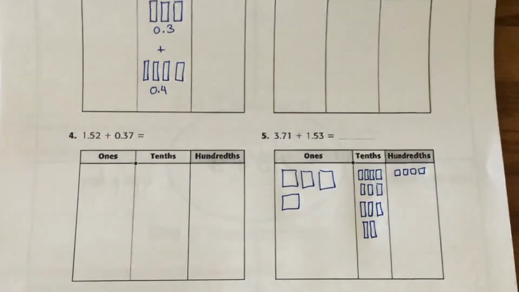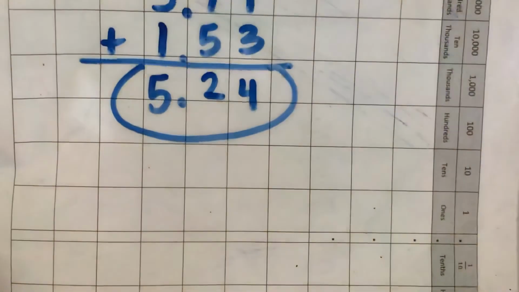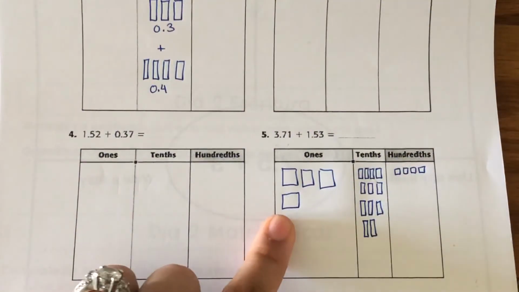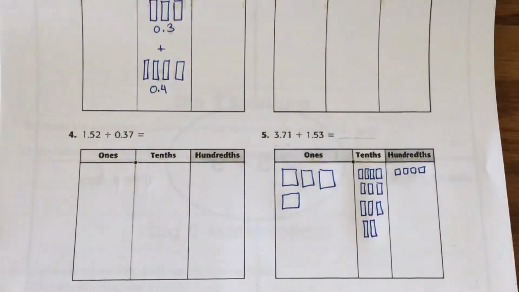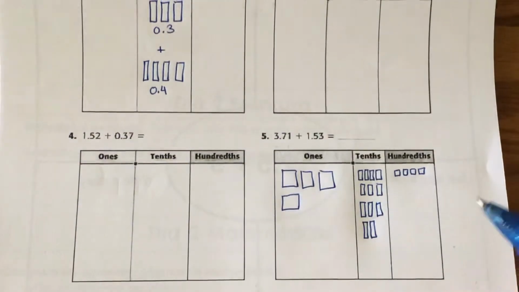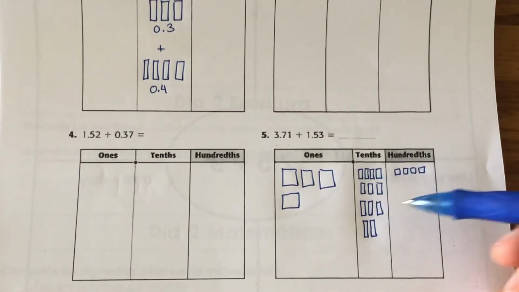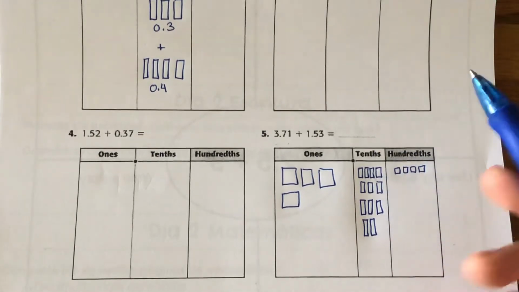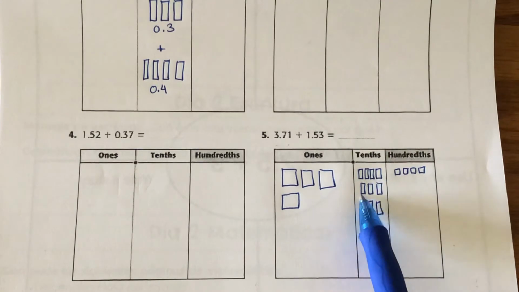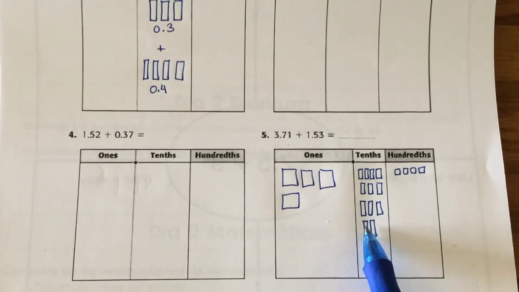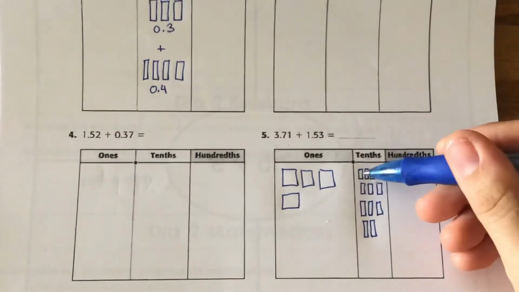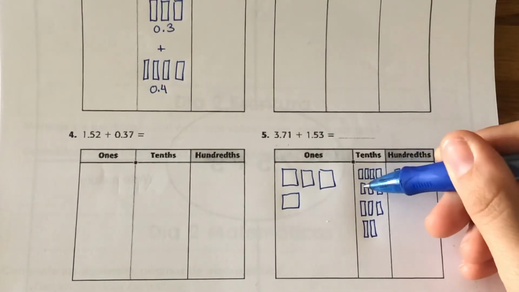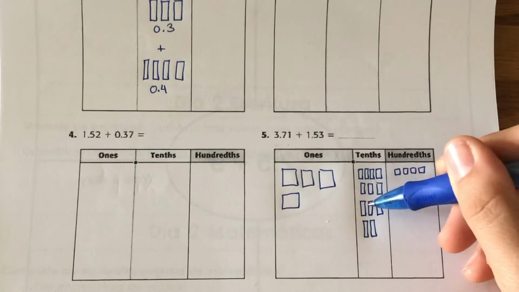Well, our answer had 5 and 24/100ths. Right now I only have 4. So what am I supposed to do? I'm supposed to regroup. Whenever you have 10 of anything in these columns, you circle it and then move it over to the next column. That indicates that your number is getting bigger. So here I have 1, 2, 3, 4, 5, 6, 7, 8, 9, 10, 11, 12 tenths. Well, I need to take 10 of those, and I'm gonna count them out right now. 1, 2, 3, 4, 5, 6, 7, 8, 9, 10.